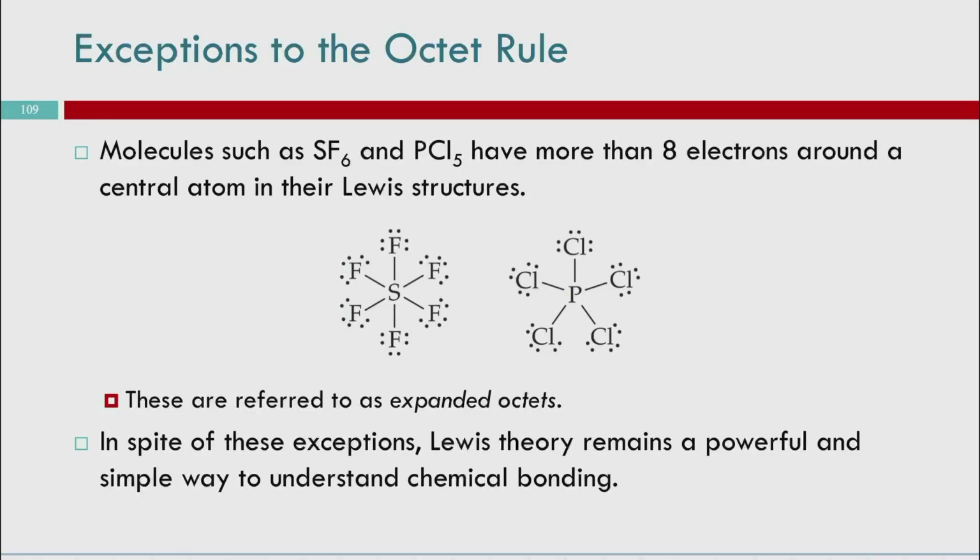There are also some other exceptions to our octet rule. Molecules like SF6 and PCl5 have more than 8 electrons around the central atom in their Lewis structures. We refer to these as expanded octets. These are in their own section on the Lewis structure worksheet.